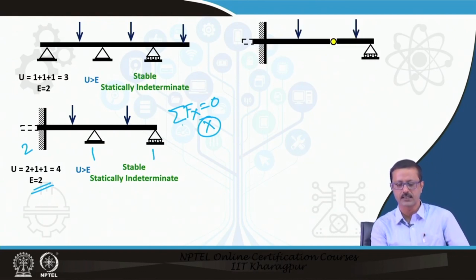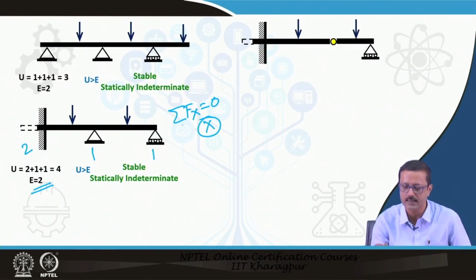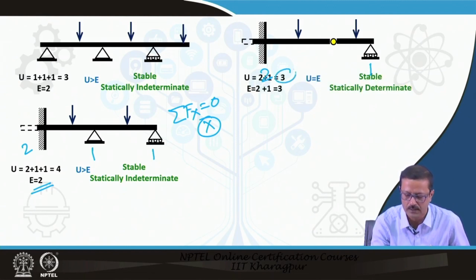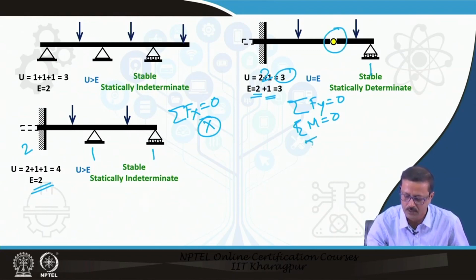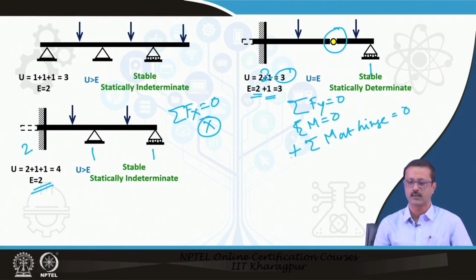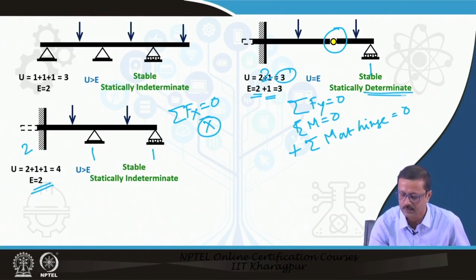Now suppose this is a figure of a beam where there is an internal hinge. This has 2 unknowns and this has 1 unknown, 2 plus 1 is 3, and the equations are 2 plus 1. Why 1? 2 are the general equations, sigma Fy equal to 0 and sigma M equal to 0, and 1 is the special hinge, which gives sigma M at the hinge equal to 0. So this is an additional equation I am getting here.